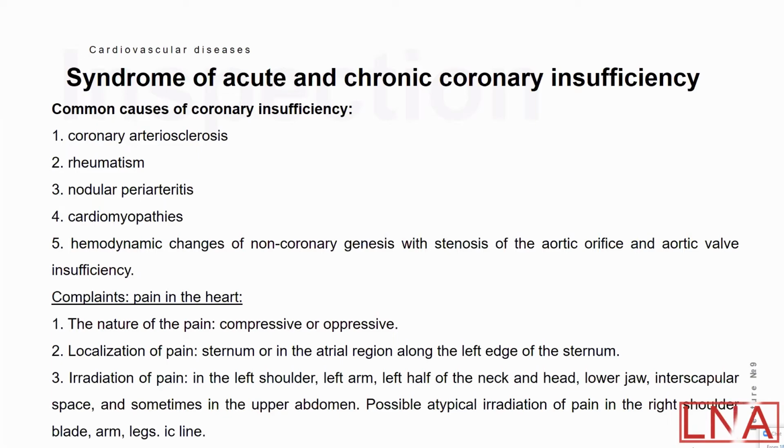Complaints: pain in the heart is the main complaint of the patient with acute and chronic coronary insufficiency. The nature of the pain is compressive or oppressive. Localization of the pain is under the sternum or in the atrial region along the left edge of the sternum. Classical irradiation of the pain is to the left shoulder, left arm, left half of the neck and head, lower jaw, interscapular space, and sometimes the upper abdomen in the epigastric region. Possible atypical irradiation of the pain to the right side of the body.